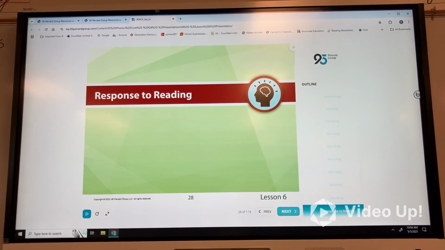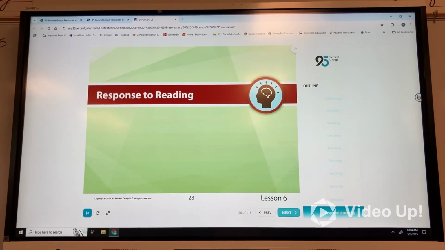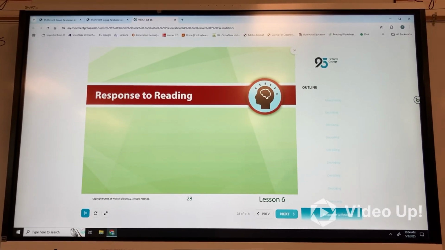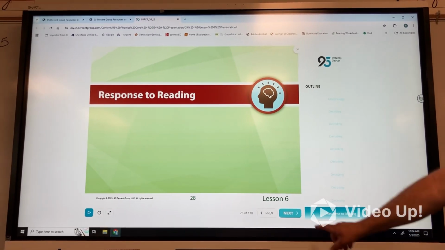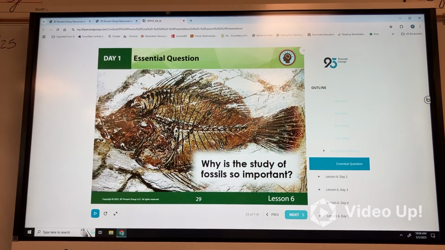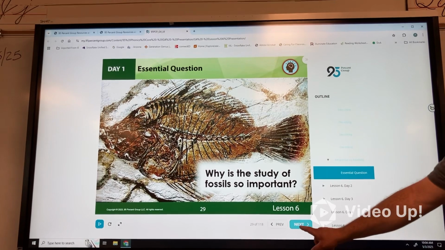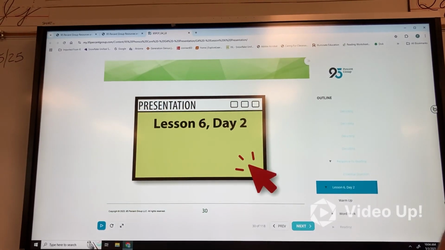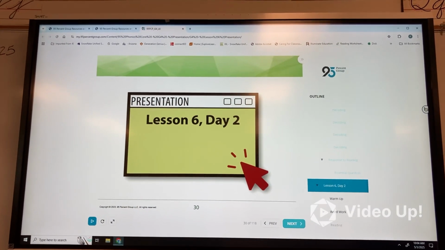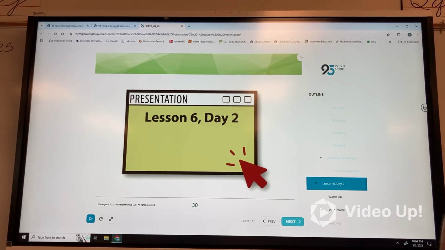And then the last thing that we do on that day is a response to reading. We try to have the kids, once again, answer the question of why the study of fossils is so important. And then the next day we'll continue on with the vowel R pattern.